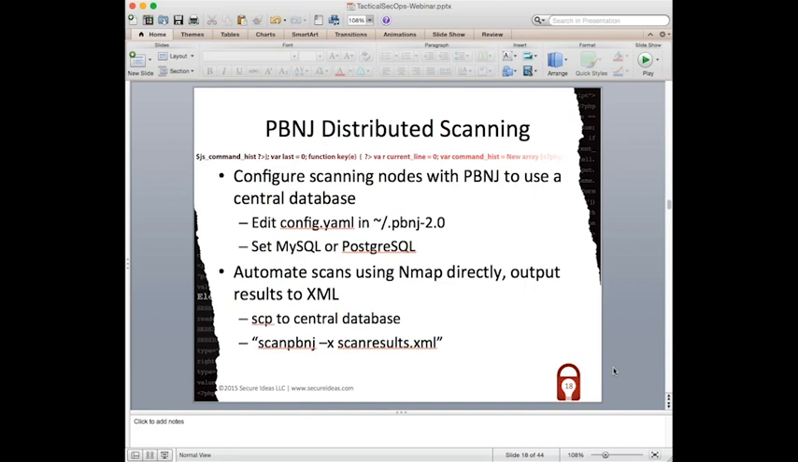Now, like I said, we can use PBNJ to insert directly into the database, or we can use Nmap and tell it, hey, write the results out as XML, and all you do then is run scanpbnj -x, your results file, and away you go. So let's take a look at PBNJ in detail here.